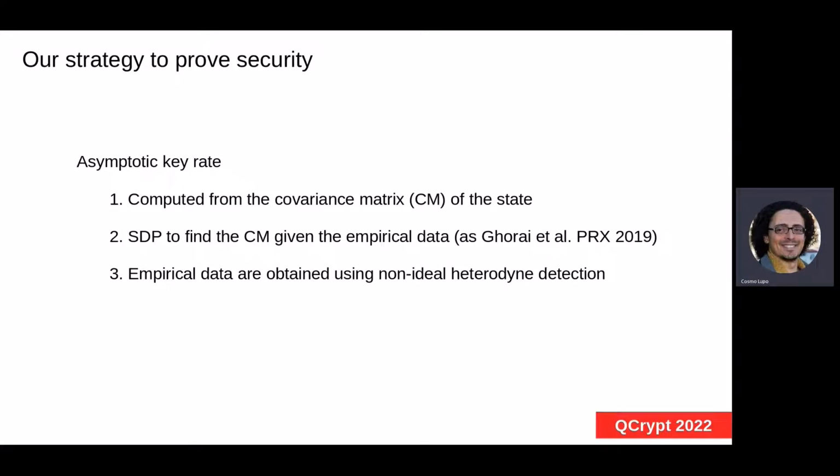The strategy to prove the security, and in particular to compute the asymptotic key rate, is to use the covariance matrix of the state. This is still possible, although the encoding is discrete. We can still evaluate the rate using the covariance matrix. And we use semi-definite programming to find an unknown state with a certain covariance matrix which matches the empirical data. In doing this, we follow the work of Gorai and others, PRX 2019. And then, of course, the empirical data are not obtained using ideal heterodyne detection, but using non-ideal heterodyne detection, as I discussed before.